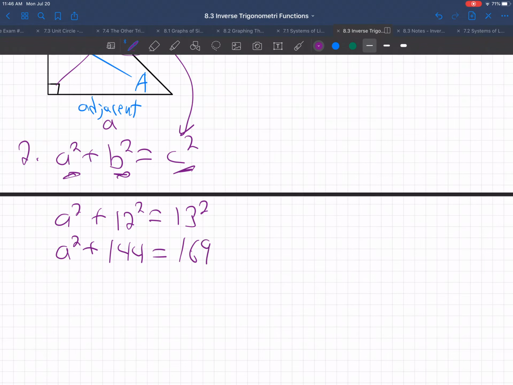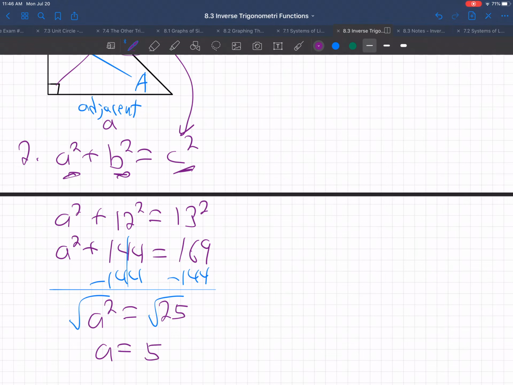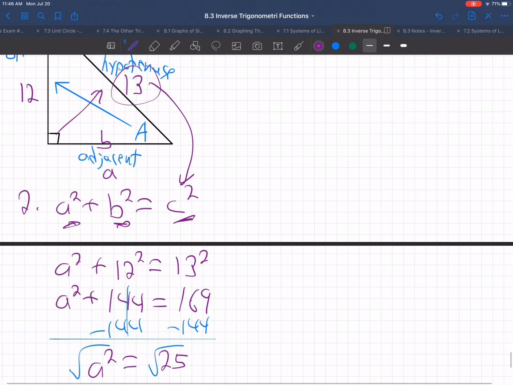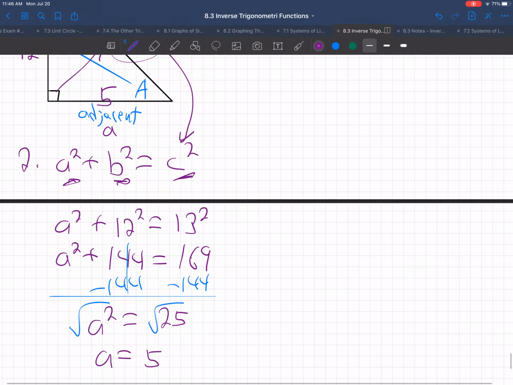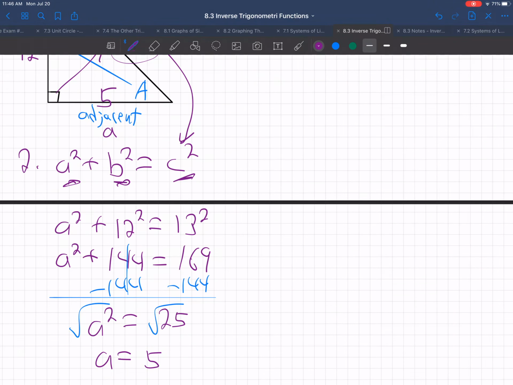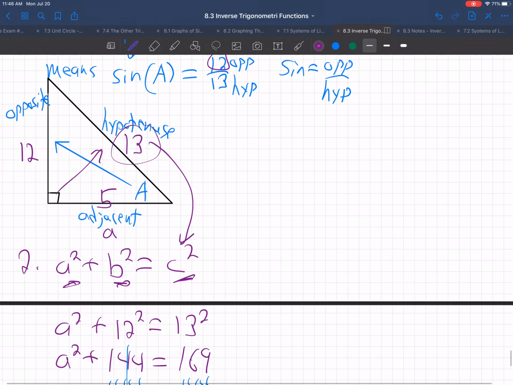144, 169. Let's subtract 144 here. And boom, we have a squared is 25. Root it, so that a is 5. So we can bring back this side must be 5. A is 5. So now we can use our triangle.